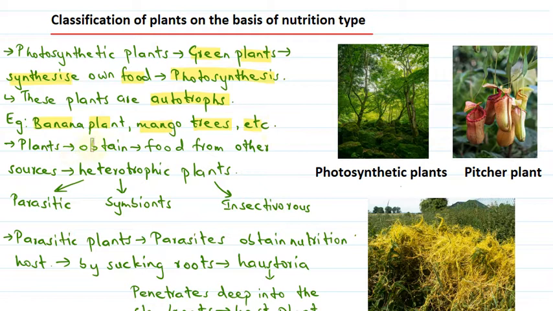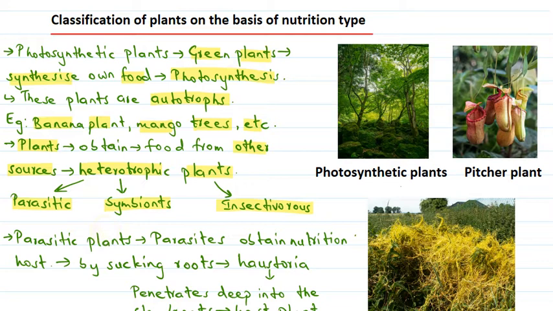Then we saw that some plants can obtain food from other sources. These are called heterotrophic plants, and depending on the source of nutrition, these heterotrophic plants can be of the following types, that is parasitic, symbionts or insectivorous plants.